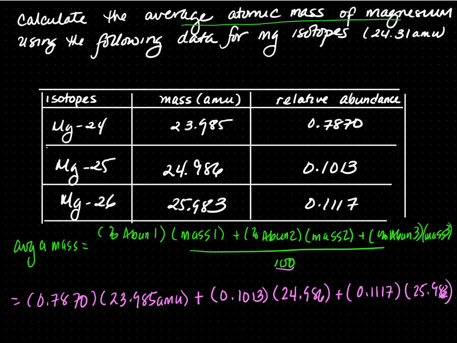So you do all the parentheses work first. You need to multiply these two numbers, then multiply these two numbers, then multiply these two numbers, then add them. We do not do sig figs, just keep all the digits. So it's around 24.31. Since units of AMU are given, my final units will be AMU.